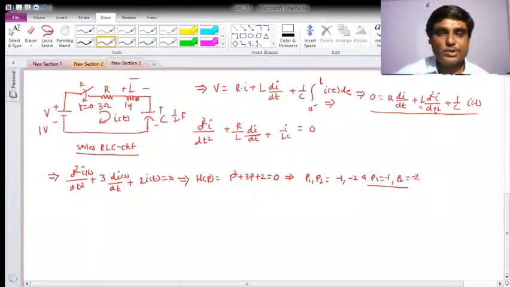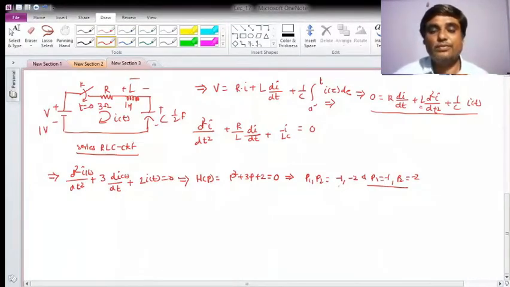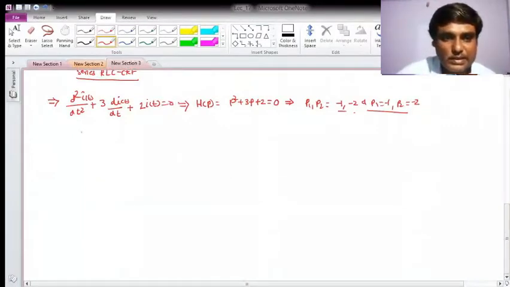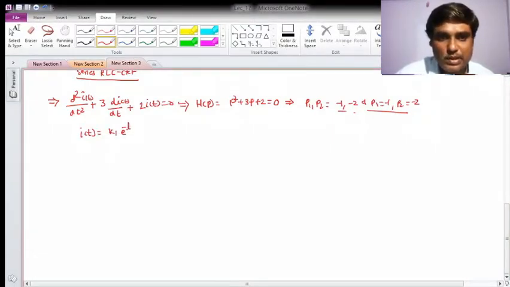Always note that in order to analyze the circuit, even if the roots are real and distinct, the roots have to be negative. If the roots are positive, then your response will be unstable. So to have stability in the circuit, my roots have to be negative. With this, the solution for the current i of t will be k1 e raised to minus t plus k2 e raised to minus 2t, as it is a homogeneous equation.